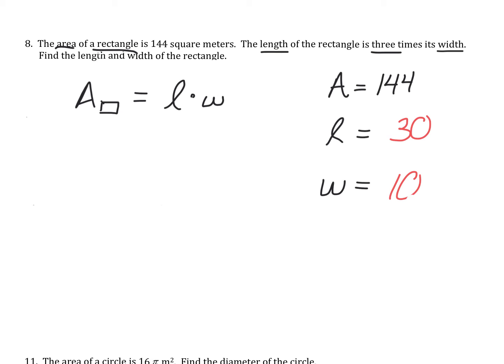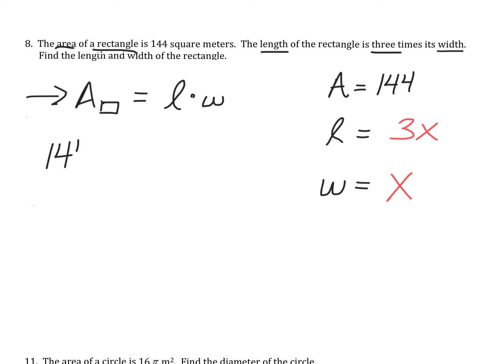But I don't just want to guess and check, so instead let's use a variable. So let's call our width x. Well, we've already determined that the length is going to be 3 times that amount, so I'm going to call my length 3x. So now I have all the information I need. So let's go back to our formula on the left, and let's plug in everything we have.